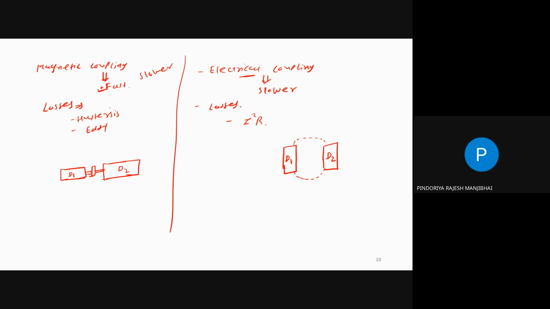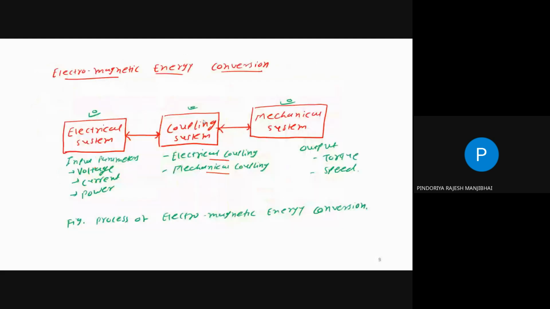Correct. Yes, losses, you are correct. So losses are high in the magnetic compared to the electrical. So losses are lower in the electrical coupling. Correct. So this is a little bit of difference, and I am not sure, but maybe you are correct. But from my point of view, I can say magnetic coupling is slower compared to the electrical coupling, and electrical coupling is better compared to the magnetic coupling. Okay.